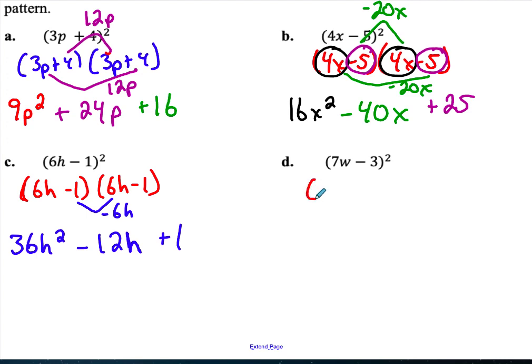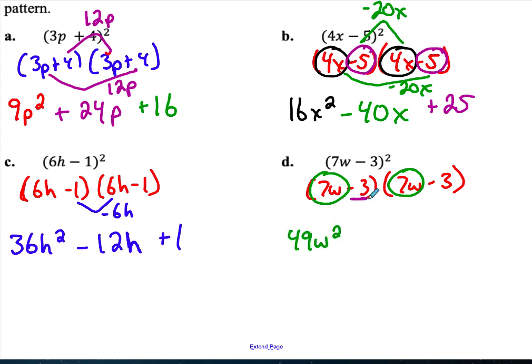All right, so 7w minus 3 times 7w minus 3. Again, first term, 7w times 7w is 49w squared. Last term, negative 3 times negative 3 is positive 9. And then think about what's going to happen to those two middle terms. It's going to be negative 3 times 7w, which is negative 21w. But there's going to be 2 of them, so we want to multiply it times 2. Negative 42w.